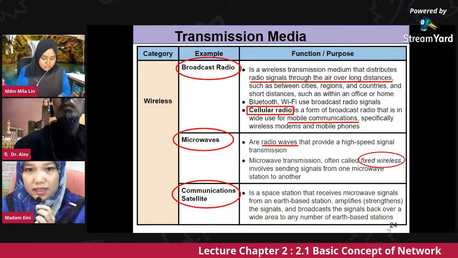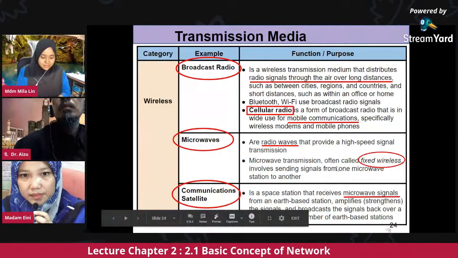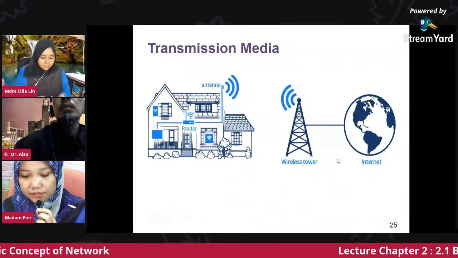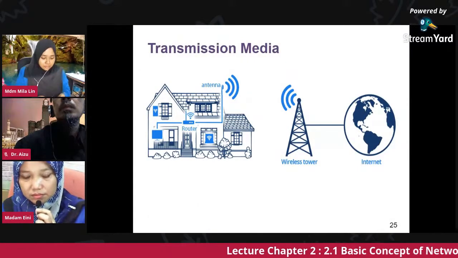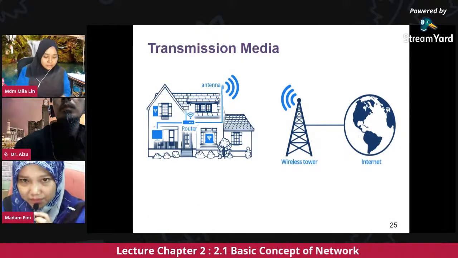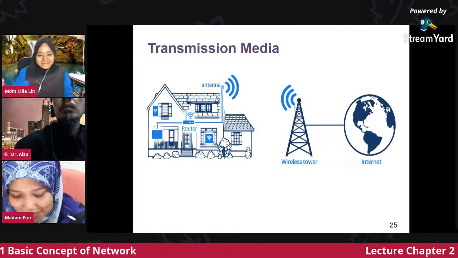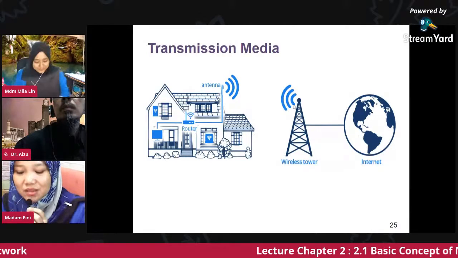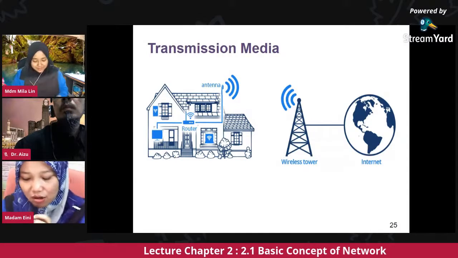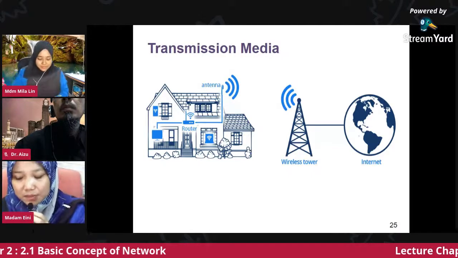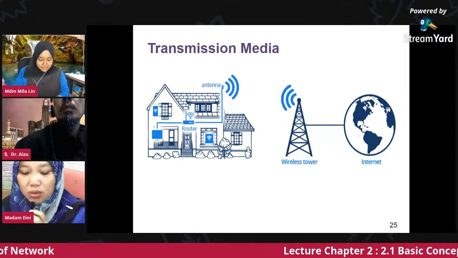Okay, the second example is microwaves. Sorry, the second is fixed wireless. Fixed wireless is the operation of wireless communication devices or systems used to connect two fixed locations, for example from building to building or tower to building.